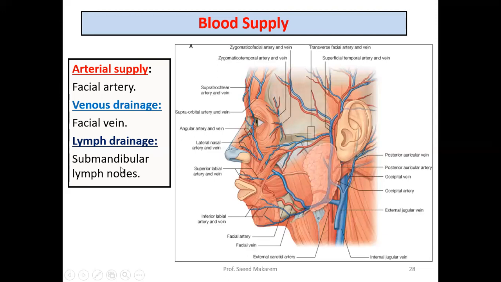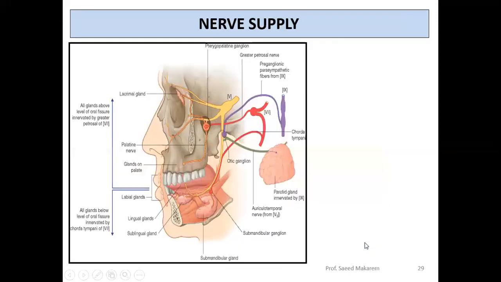Lymphatic drainage will be into the submandibular group of lymph nodes. There is a group of lymph nodes near the submandibular gland, that is called the submandibular group of lymph nodes. Finally, all these will drain into the deep cervical group of lymph nodes.